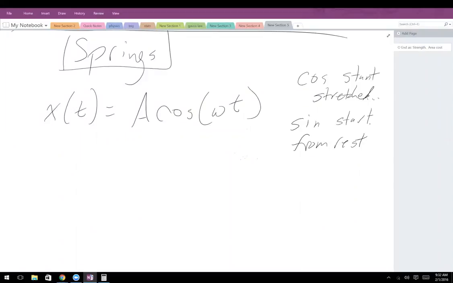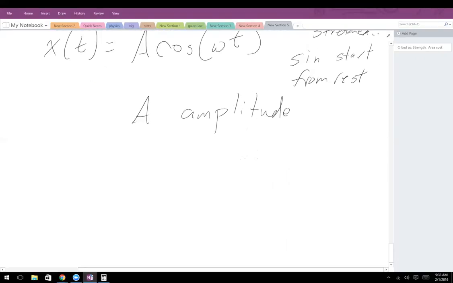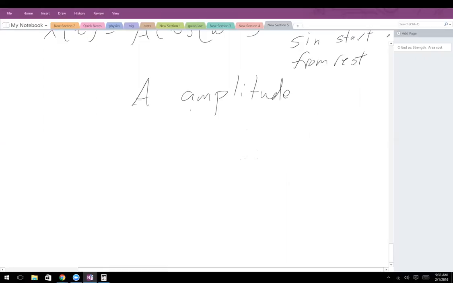Sine would be like if it was resting and all of a sudden you shot it with a bullet and gave it a push, so it started moving from rest. But anyway, it looks like this one actually did have sine in it though. But A is called the amplitude. Amplitude is a fancy name for the maximum stretch.